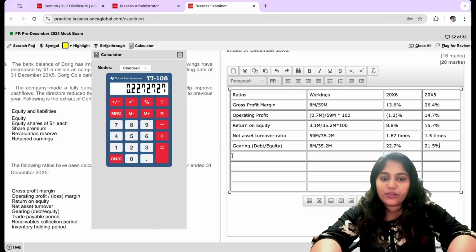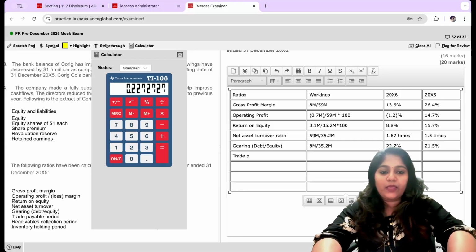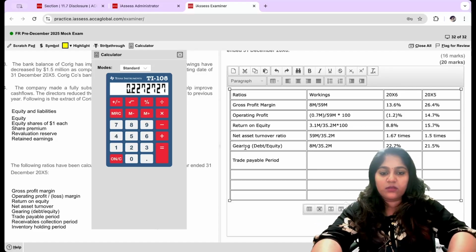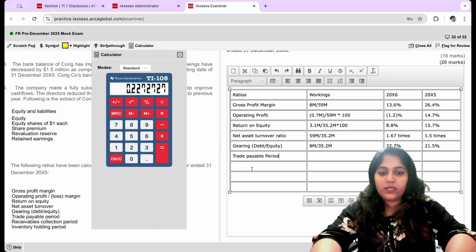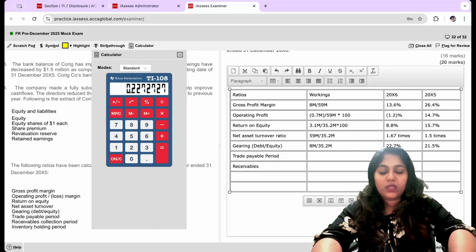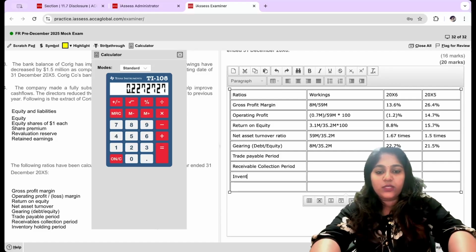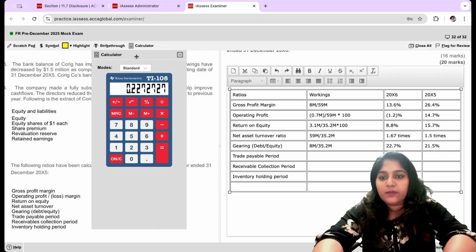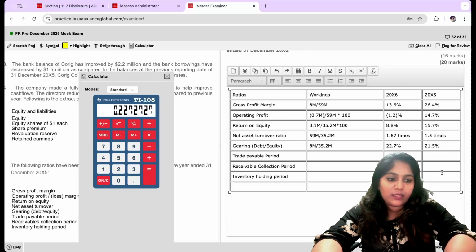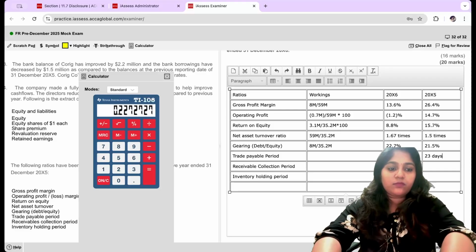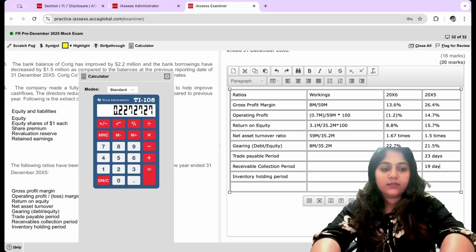Okay. And then we have trade payables period. Then we have receivable collection period. I'm just writing so that we know what we have to calculate. Receivable collection period, and then we have finally inventory holding period. These are all the things that we have to go ahead and calculate. Let me write their metrics. It is 23, 19 and 18 days. 23 days, 19 days and 18 days.